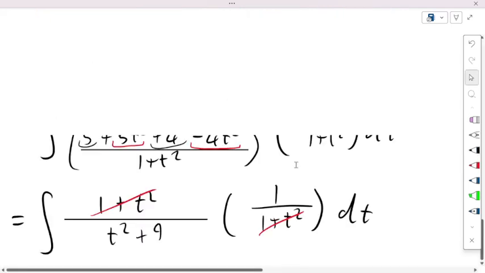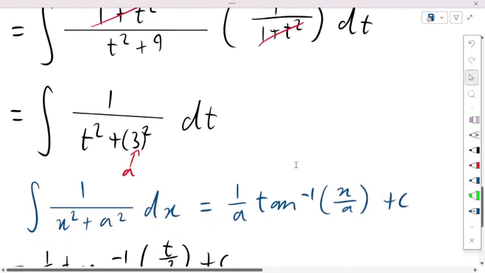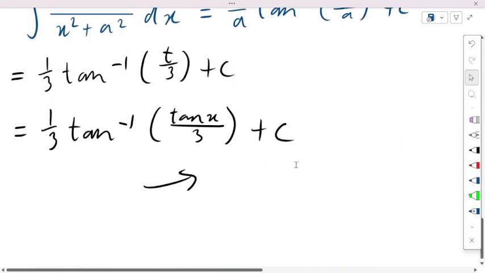So you can see that the one with the squares is a lot more simple and easier to integrate compared to the one without the squares.